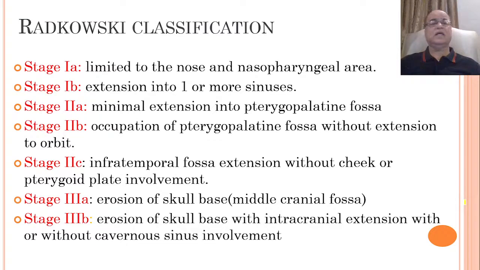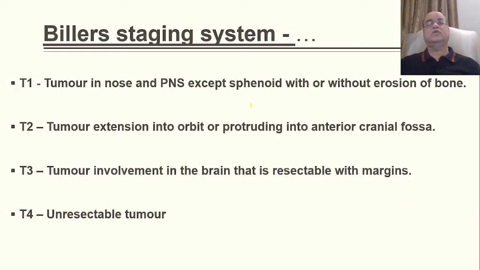Then there is Radkowski's classification. It gives us a bit more minor details as well. Type 1A is when the tumor is limited to the nose and nasopharyngeal area. 1B is when there is extension into one or more sinuses. Type 2A is minimal extension into the pterygopalatine fossa. Now the tumor has started going laterally. Stage 2B is when there is occupation of the pterygopalatine fossa without extension to the orbit. 2C is when there is infratemporal fossa extension without cheek or pterygoid plates involvement. 3A is erosion of the skull base, and 3B is erosion of the skull base with intracranial extension with or without cavernous sinus involvement.